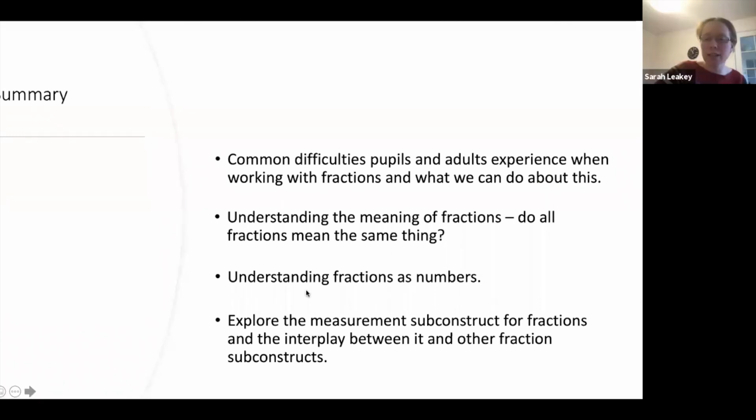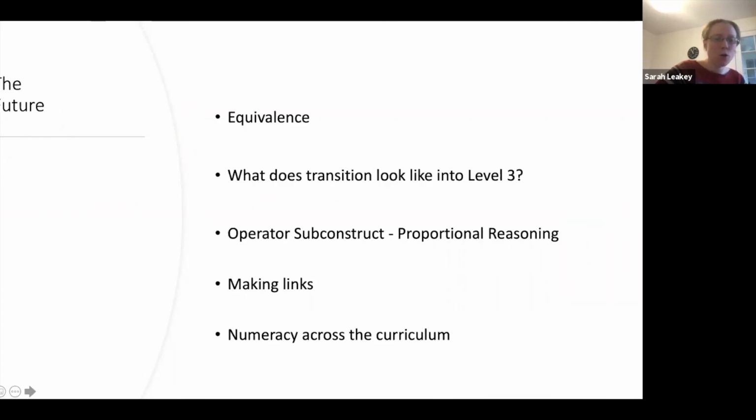And we've also looked at understanding fractions as numbers. We started to explore that measurement subconstruct for fractions and the interplay between that measurement subconstruct and other fraction subconstructs, like the quotient subconstruct, for example. So I'm going to hand over to Andy just briefly, and he's going to talk about the future and what next.